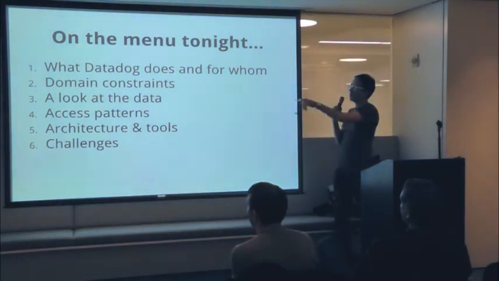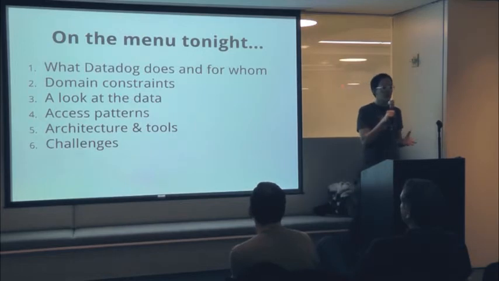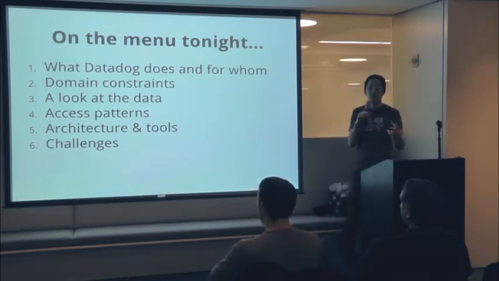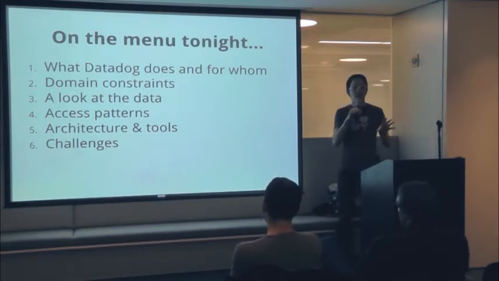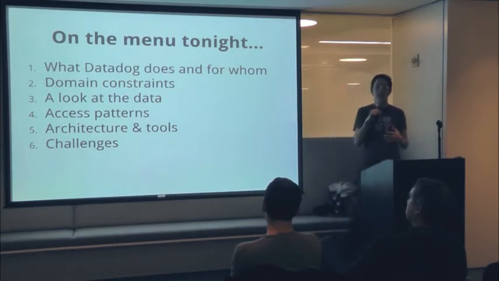So what I figured we'd talk about tonight is a few things. First of all, and that's not going to be a product pitch, but just explain what the problem space is, what it is that we're dealing with. So what do we do, and who is the user of Datadog. Then from there, we'll go into a little bit of domain constraints. So based on what the problem space is, what constraints it entails, and what constraints it doesn't entail, so what kind of trade-offs you can make.